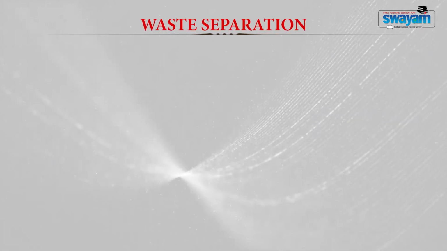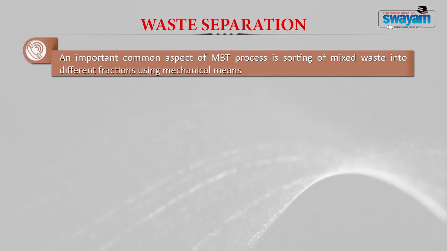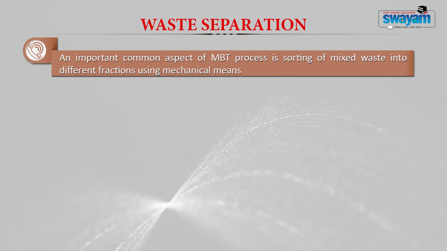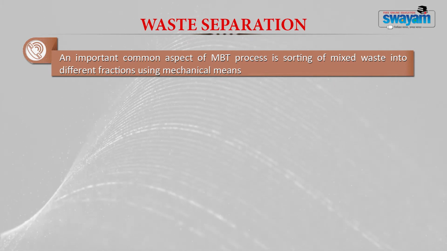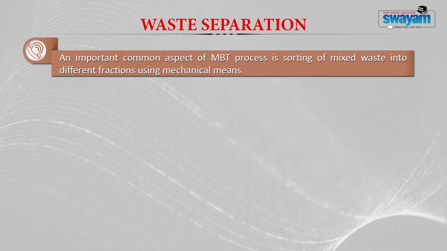The next step is waste separation. Now, this is one of the important and common aspects of mechanical biological treatment, and generally the waste separation is done by sorting. Now, sorting helps in separating out the biodegradable and the recyclable fraction from the mixed municipal solid waste. Now, this is done by mechanical means.